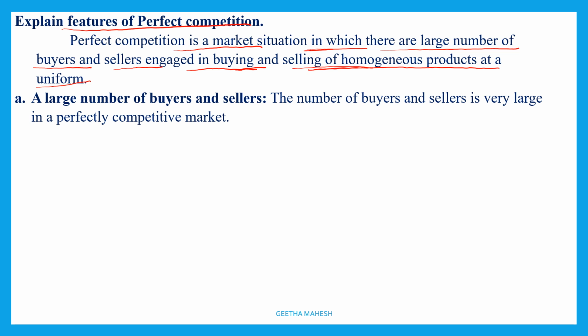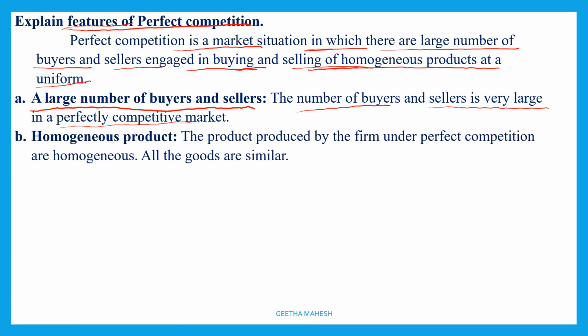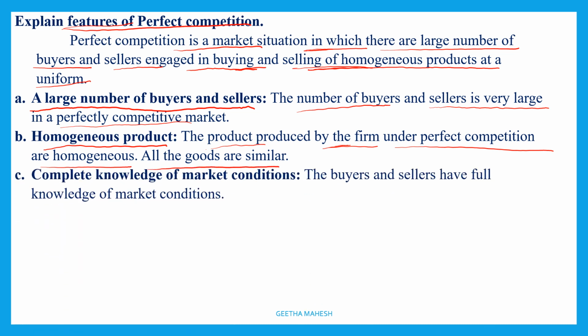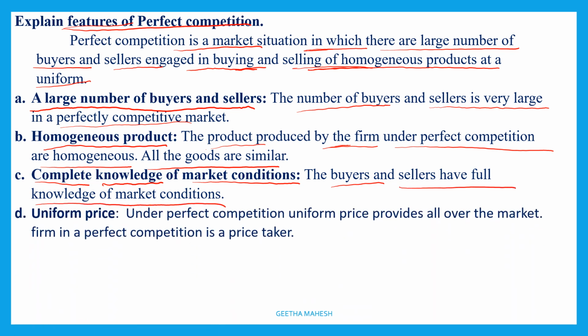Let us discuss the features of perfect competition. First one, large number of buyers and sellers. The number of buyers and sellers is very large under a perfectly competitive market. Homogeneous product. The products produced by firms under perfect competition are homogeneous. All the products are similar. Complete knowledge of market conditions. The buyers and sellers have full knowledge of market conditions.